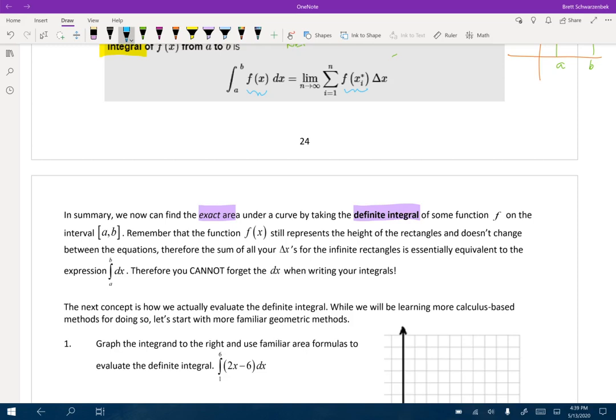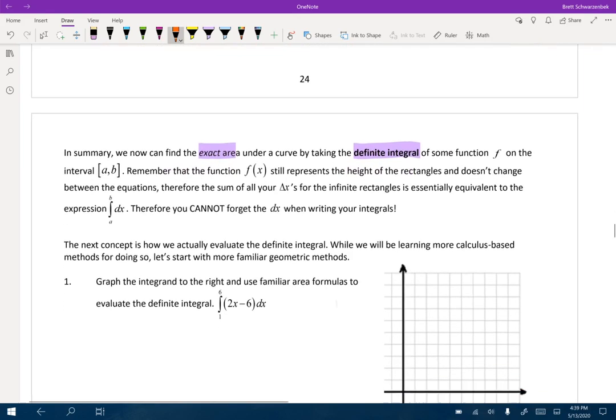So if we're trying to represent the sum of the heights, that is going to be basically this and this. This is why you cannot forget the dx, because essentially it's replacing the delta x in the Riemann sum formula, which means it has to be there. No matter what, it must be there, so don't forget. As I wrote here, you cannot forget the dx when you're writing your integrals.